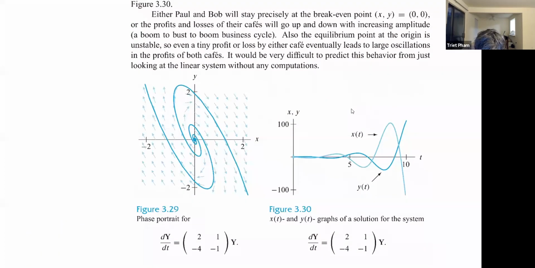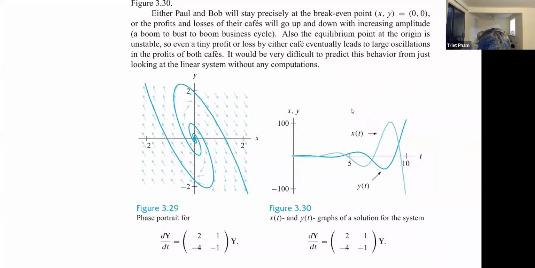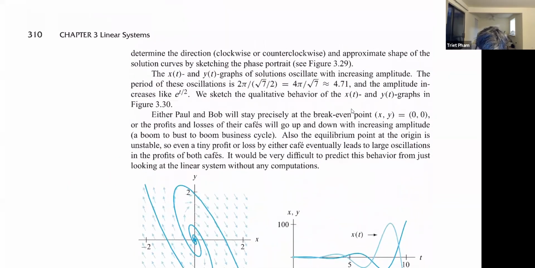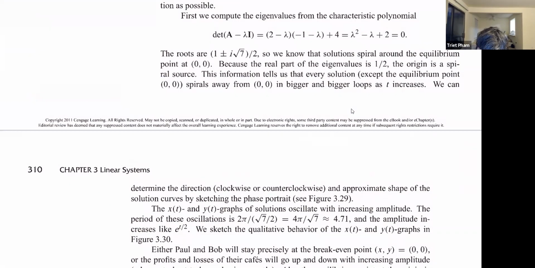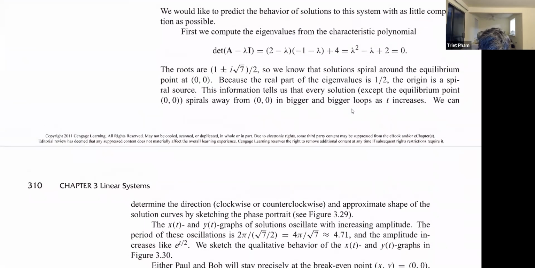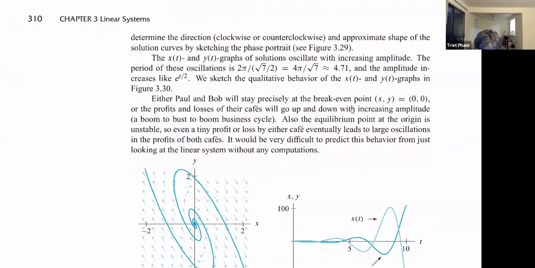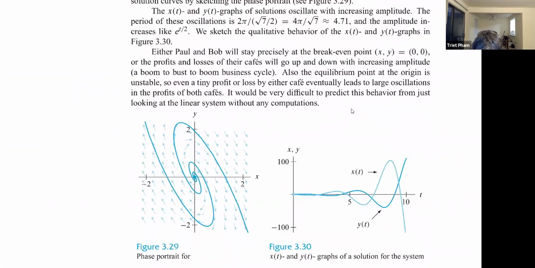What about this, right? This, let's see. What are the eigenvalues? 1/2. So it's also a spiral source, right? It's a spiral source. It goes out. Yeah, you can tell, right? You can tell it goes out like that.